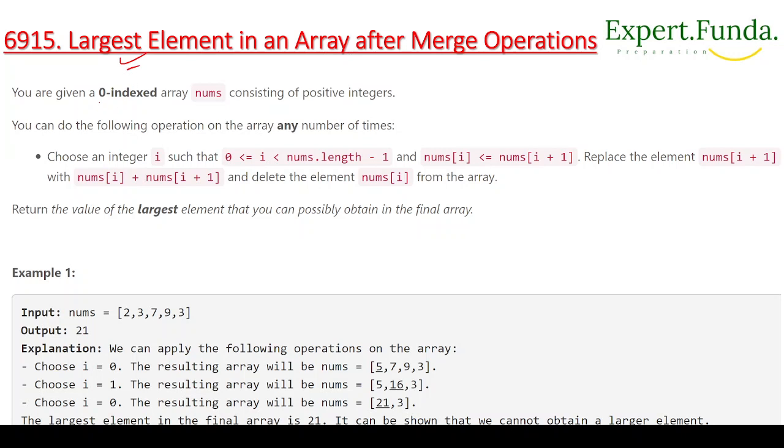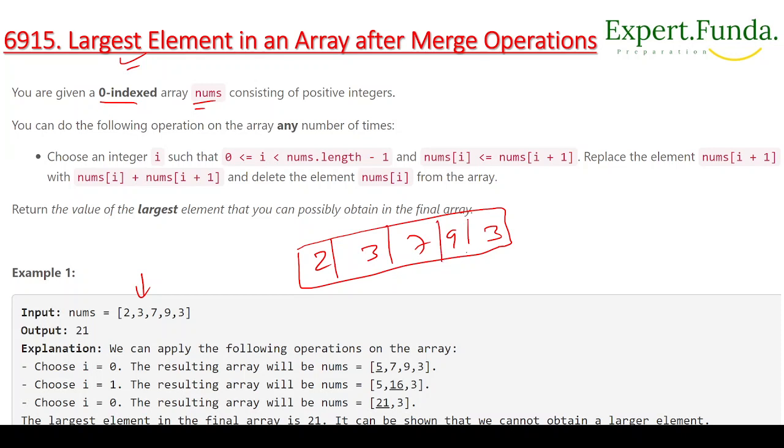So we are given a zero-indexed array called nums of positive integers, as you can see here in the example. We can do any operations, multiple operations, any number of times. This question is saying that we are given 2 3 7 9 3 in this example. This is just an array, and we have to perform some operations. Let's suppose this is the index i, so the indices are 0 1 2 3 4.